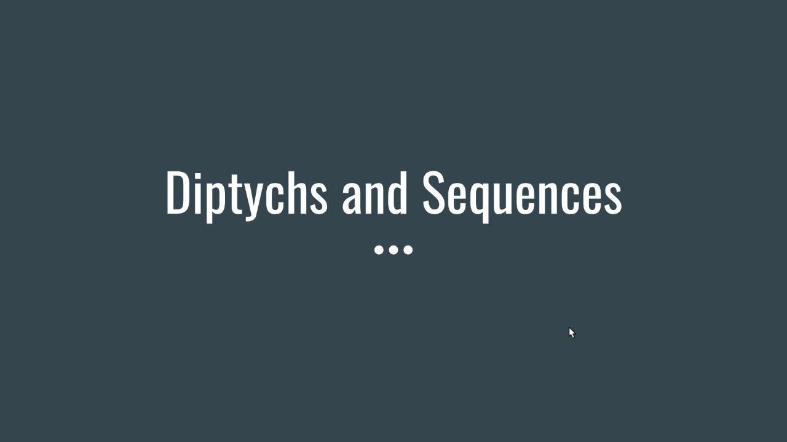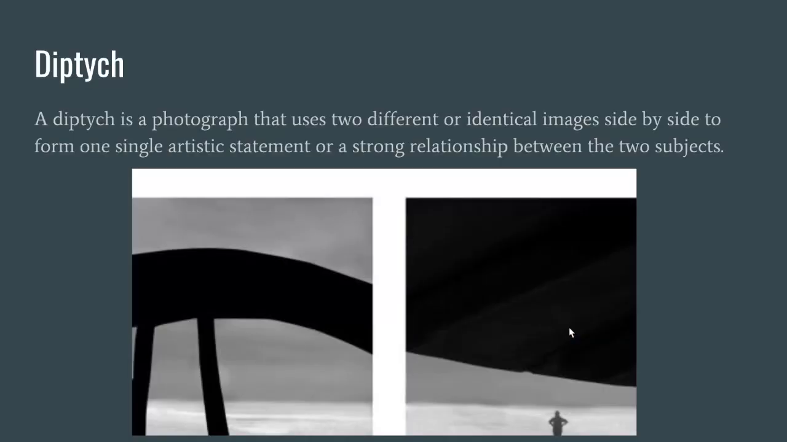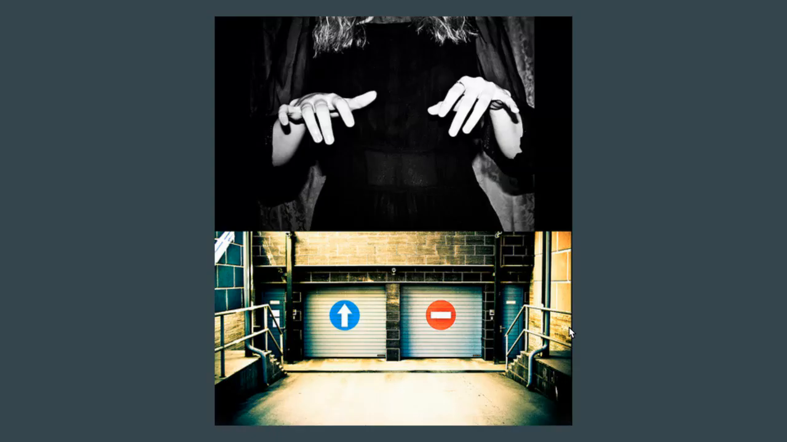This video is to help you with the diptych or sequence assignment. A diptych is a photograph that uses two different images that are meant to be next to each other or one on top of the other, but basically two images that are better together than they are apart. They're kind of like the Reese's peanut butter cups of photography. They make one single artistic statement or show a strong relationship between the two subjects. If you have three images, it's called a triptych.